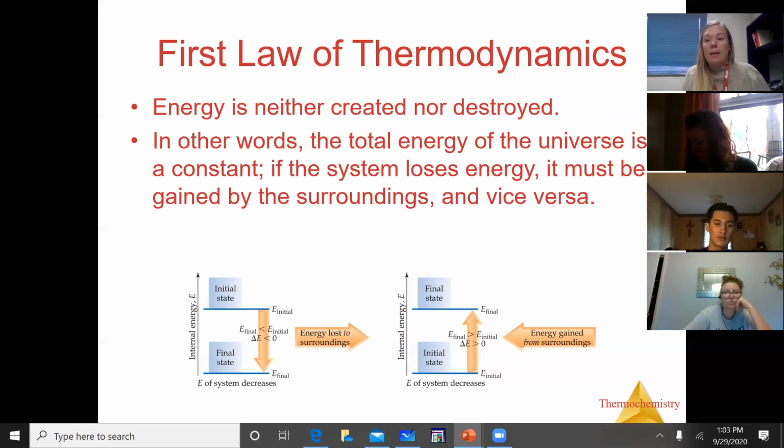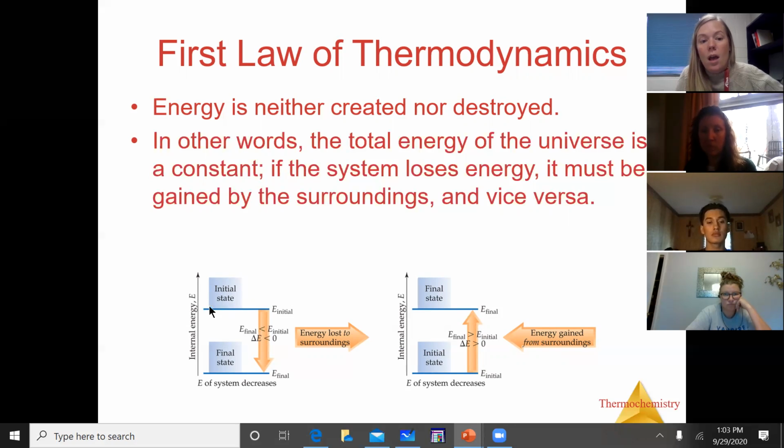And so we can even expand this out to the entire universe. So the universe has a constant amount of energy. If the system, or the very specific set of molecules or situation that you're looking at, is losing energy, the surrounding environment has to be gaining that energy, right? It doesn't just disappear. The opposite is true as well, and these diagrams are just stating this in a visual.